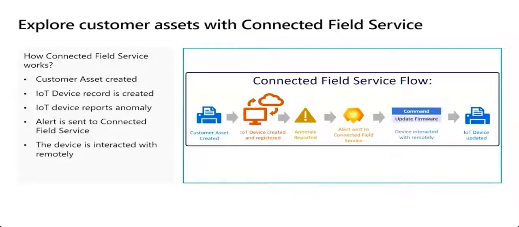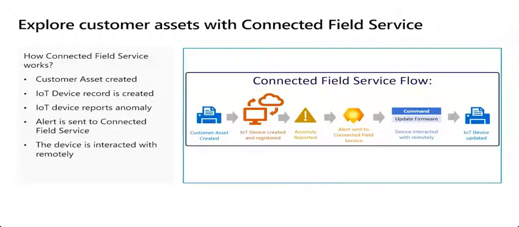Maybe we already know about that alert, and we know it's going to be a firmware issue. And we have already set up a Power Automate flow that's triggered to update that firmware. And so this makes it so that that device is updated remotely, no dispatch was needed, no downtime on the customer side, and ultimately we save time and money.